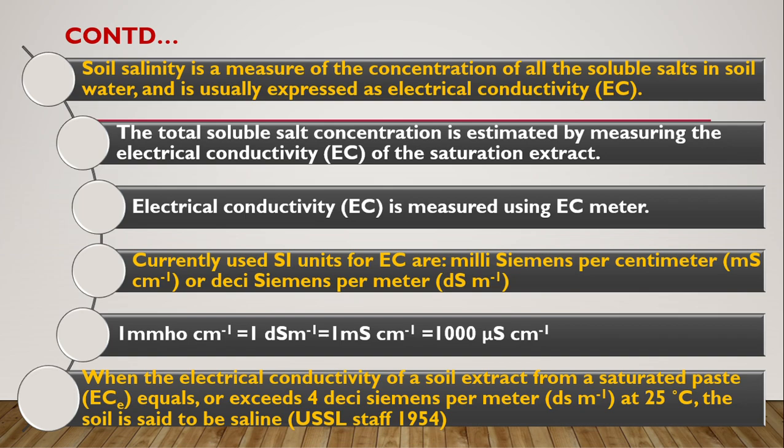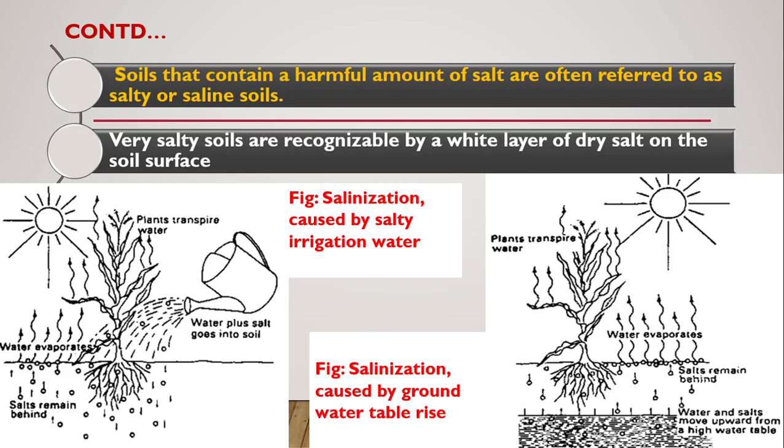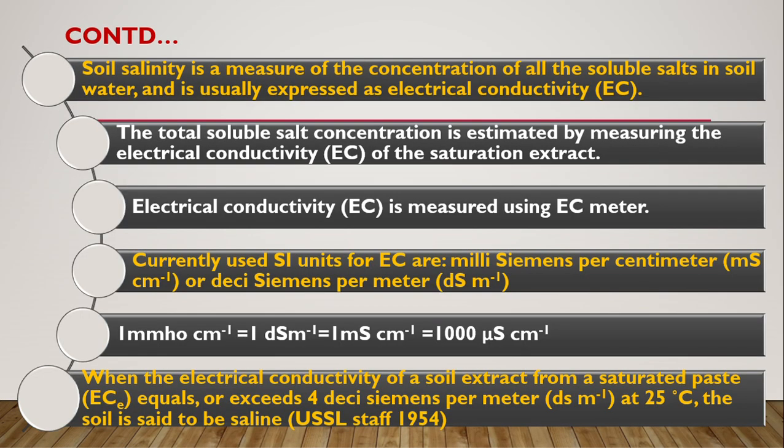And salinity is a measure of the concentration of all soluble salts in water and is usually expressed as electrical conductivity. Electrical conductivity of the soil is the measure of salinity actually, because when there is a more amount of salt in water or soil, it can conduct more electricity. So electrical conductivity has a real correlation with the salinity of the soil.